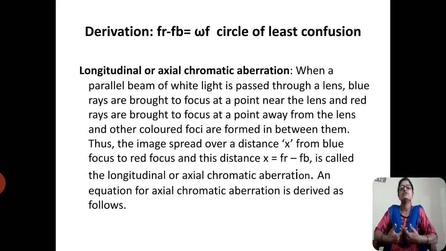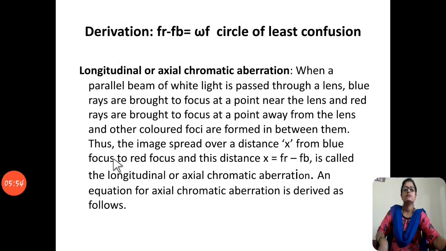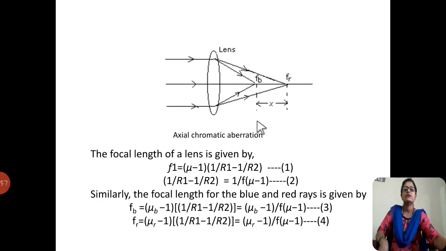In the case of this derivation, here we have to take longitudinal or axial chromatic aberration. When a parallel beam of white light is passed through a lens, now we have to see this figure. Blue rays are brought to focus at a point near the lens and the red rays are brought to focus at a point away from the lens. Other color foci are formed in between blue and red rays.